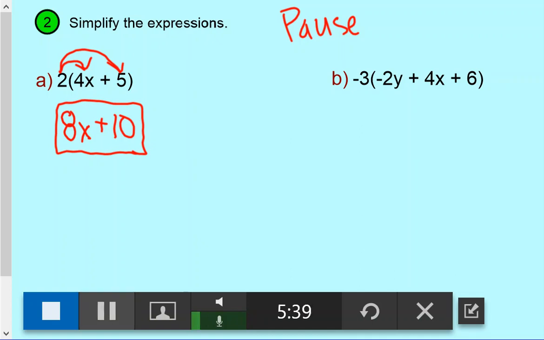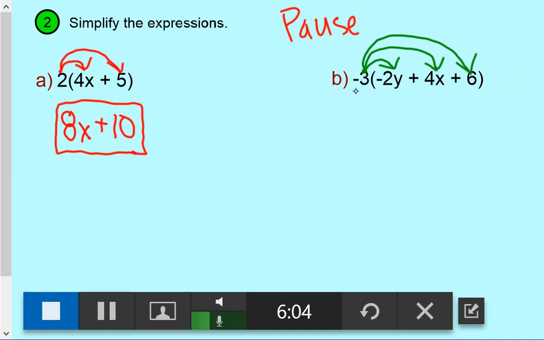And then in example B, we have negative 3 times negative 2y plus 4x plus 6. So we're going to distribute this negative 3 to all of these 3 terms. So we would have negative 3 times negative 2y, negative 3 times 4x, and negative 3 times a positive 6.